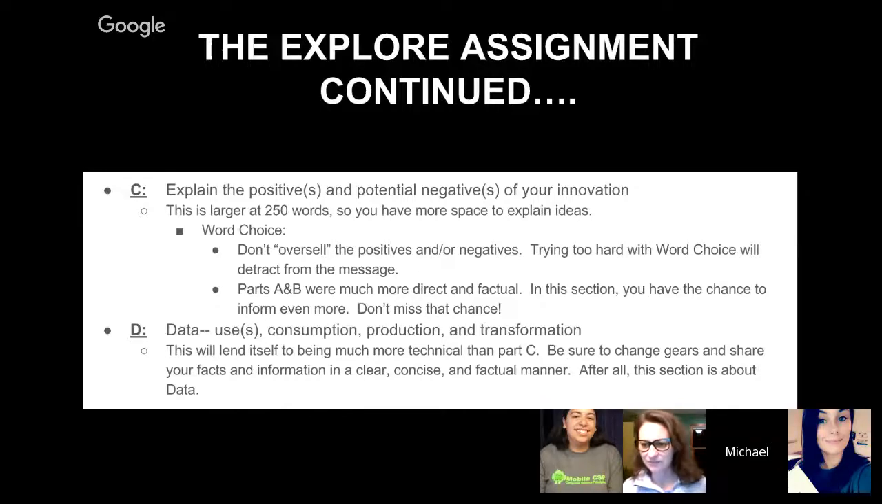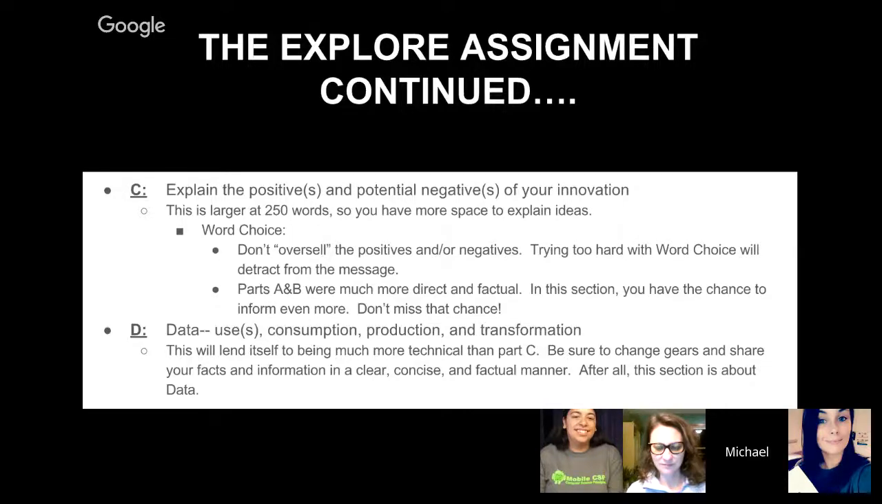I'm looking at D then. If we move on, this was the one that seems like even the more technical part than so many of them: data consumption, production, and transformation. That would seem to be an area to be incredibly clear and concise, and to worry about jargon and word choice and to be factual. It's almost like a gear change.